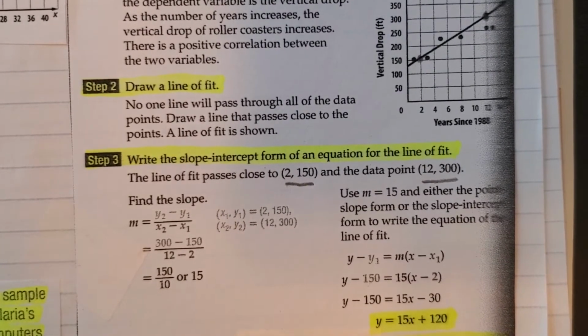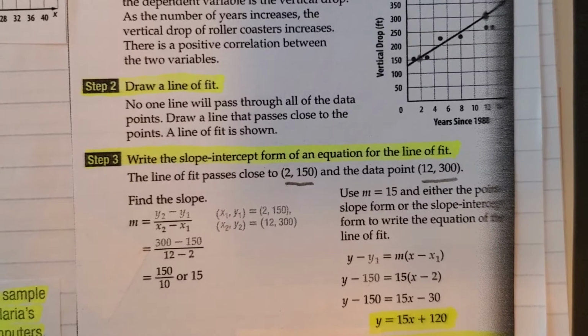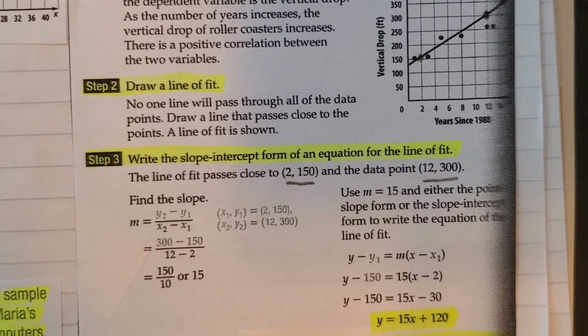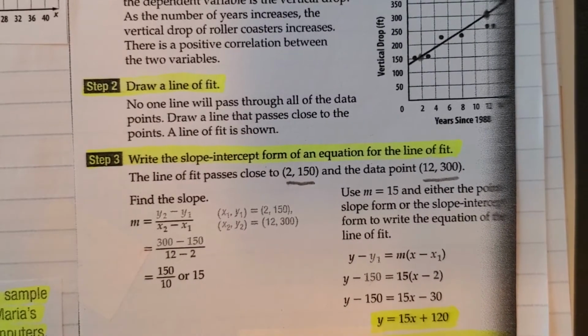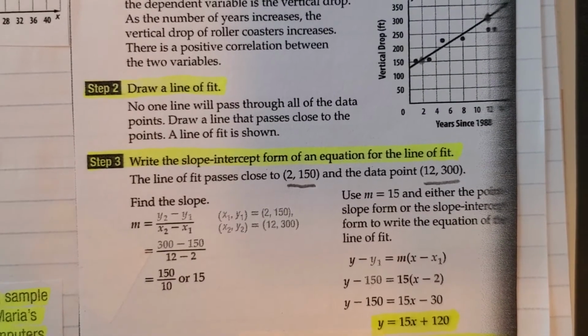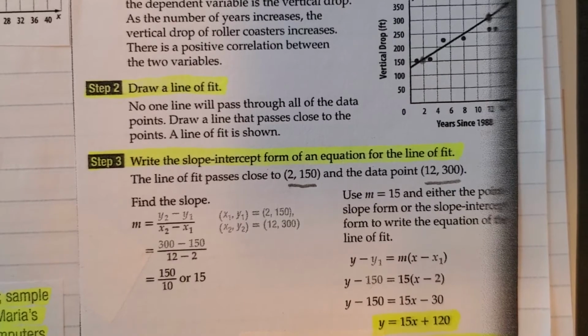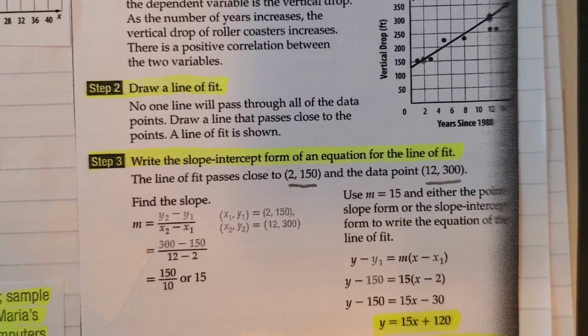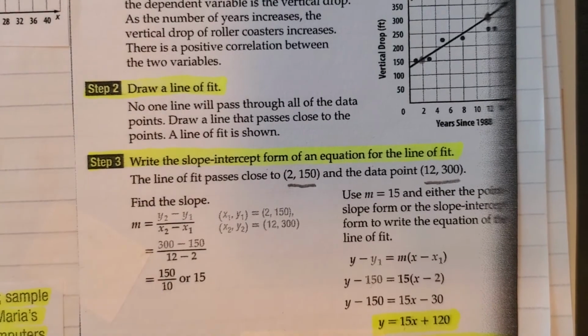A slope of 15 means that the vertical drops increased an average of 15 feet per year. To predict the vertical drop of a coaster built 30 years after 1988, substitute 30 for x in the equation. The vertical drop is then 15 times 30 plus 120. You're putting 30 in for x, and you get 570 feet.